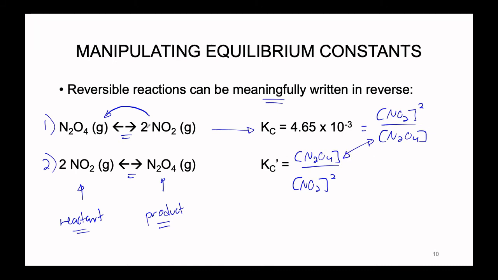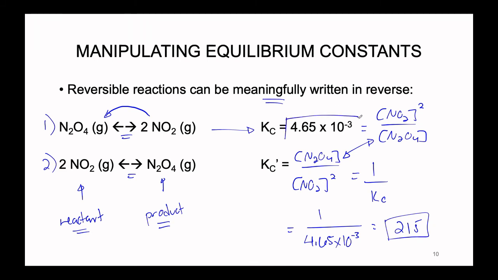So in other words, if you have a reaction that is written in one given direction, like our N2O4 decomposing into two NO2s, and you reverse this reaction, your new equilibrium constant will be equal to 1 over your old equilibrium constant. So our new equilibrium constant is going to be equal to 1 divided by 4.65 times 10 to the negative third, which gives us a value of 215.